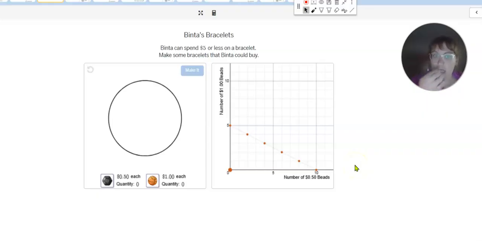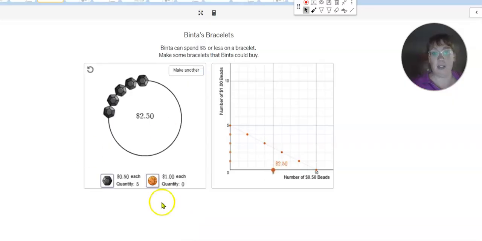Binta's bracelets. Binta can spend $5 or less on a bracelet. Make some bracelets that Binta could buy. So this would be $1. That would work. Or what if we put 2 basketballs? That would work. 3 basketballs, 4 basketballs. All of those options would work and are less than $5. We could do some of these black beads. That gets us to $2.50. So we could add a basketball, just kind of seeing all the different options that are less than $5.